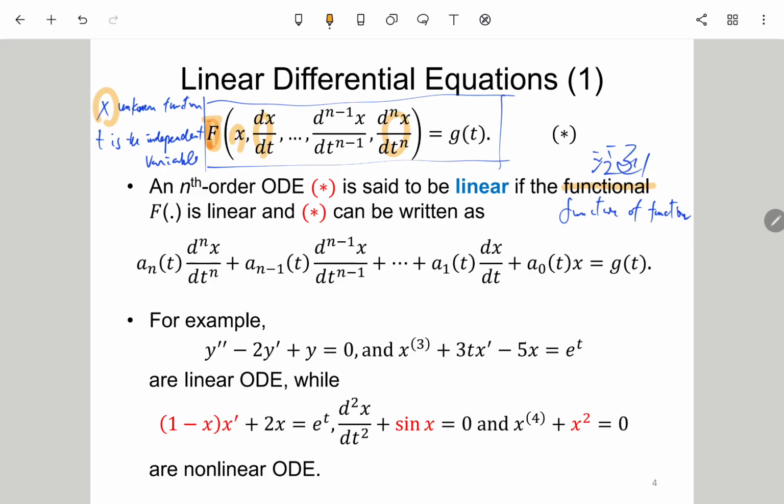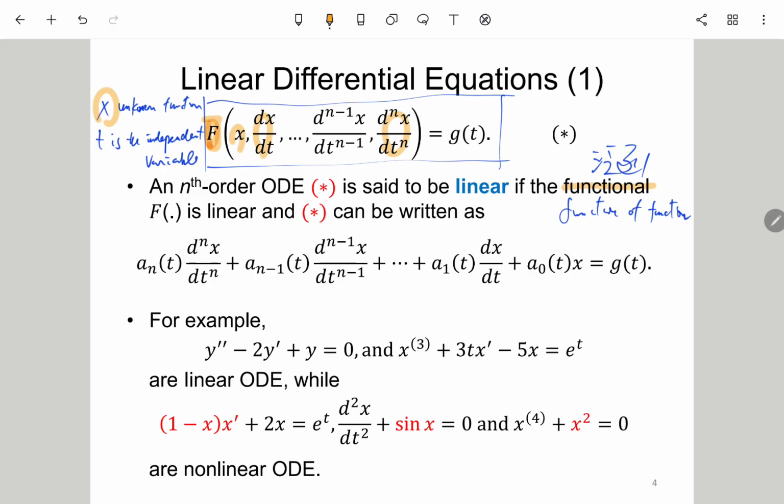Which means that on the left side we only have the terms x, dx/dt, all the way up to the nth derivative of x with respect to time, but we cannot have something like x squared, or x times dx/dt, the multiplication between any of them, or the exponential of them, or any other function of them. Let's say sine of x is not okay. On the left side, we only have the first order of the function or the first order of the arbitrary derivative.